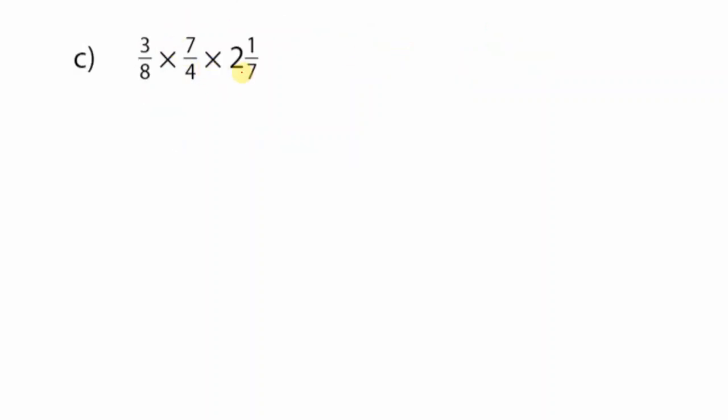So number C, it looks much more complicated, but it's basically just the same thing. Things often look complicated, but you just need to calm yourself down and use what you know. So we have 3/8 times 7 over 4. I'm just going to do this so that you don't confuse it with a plus. I use the computer multiply.